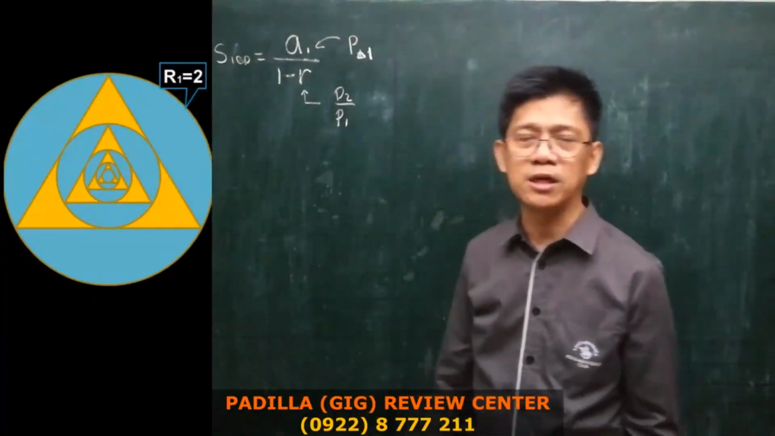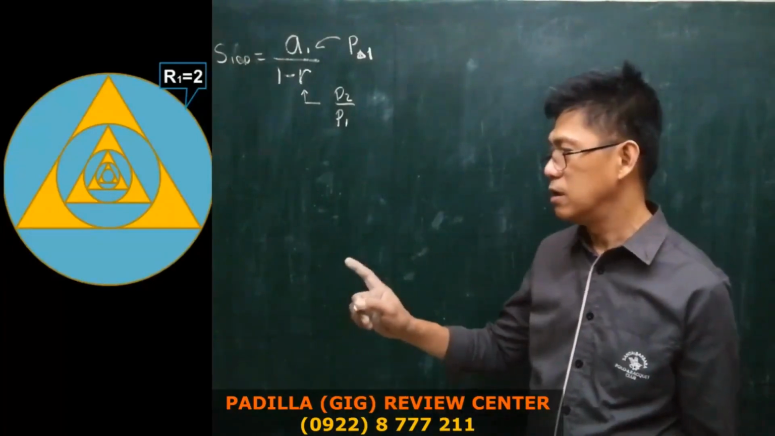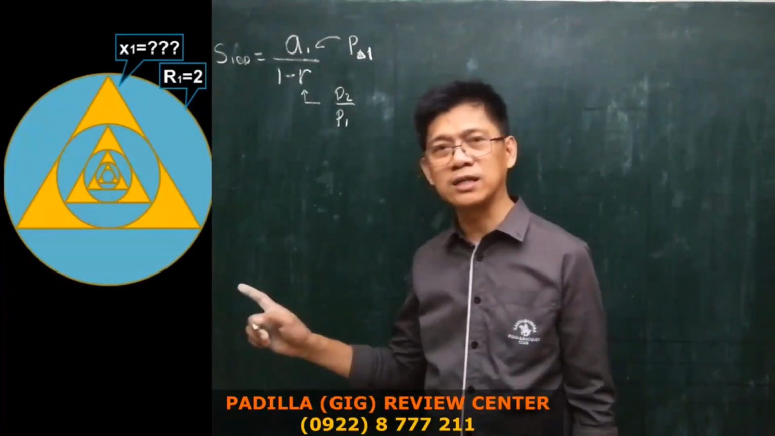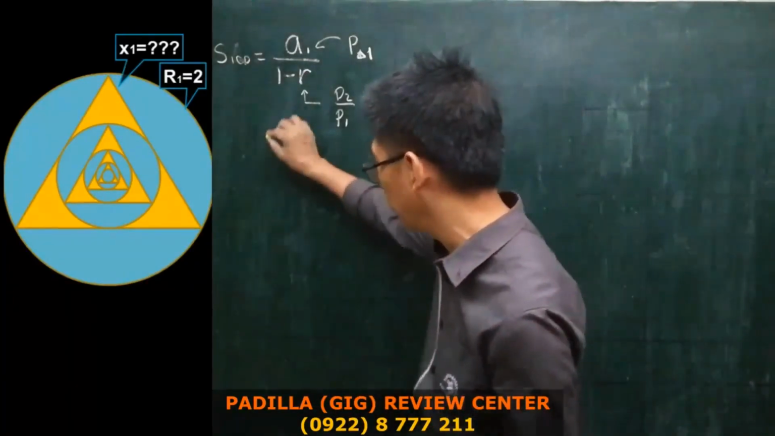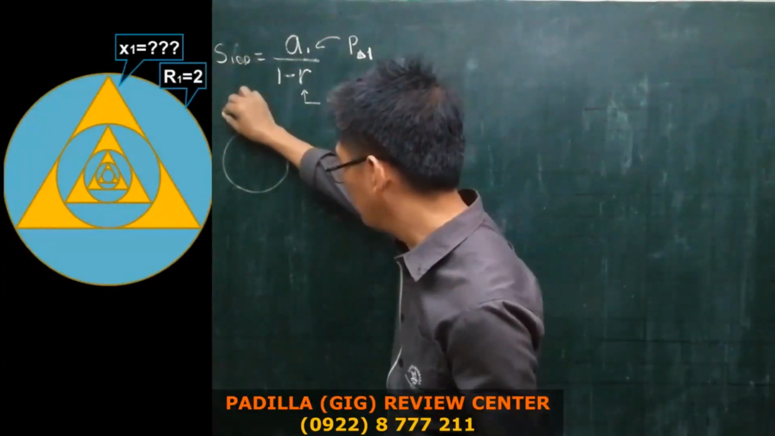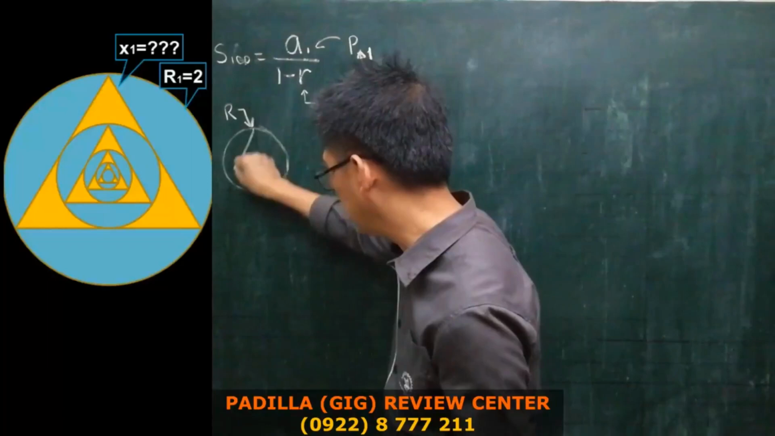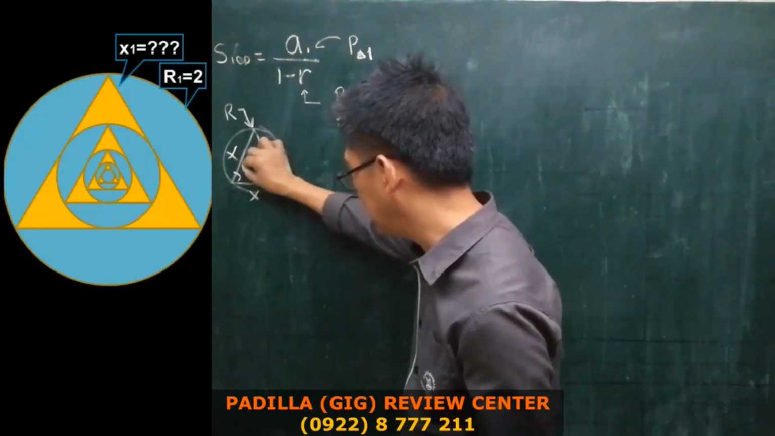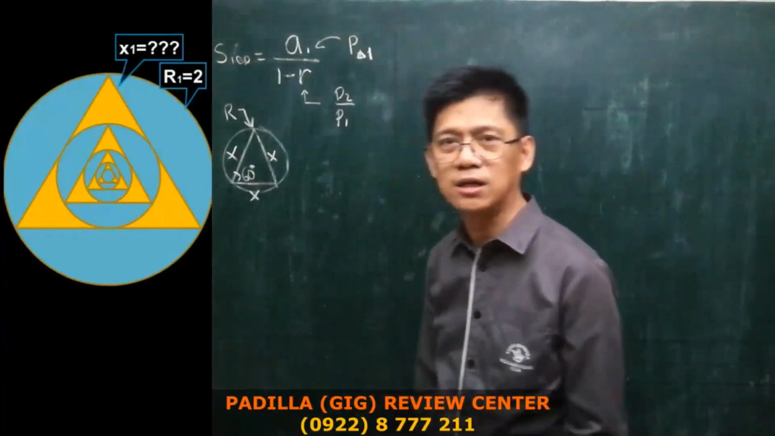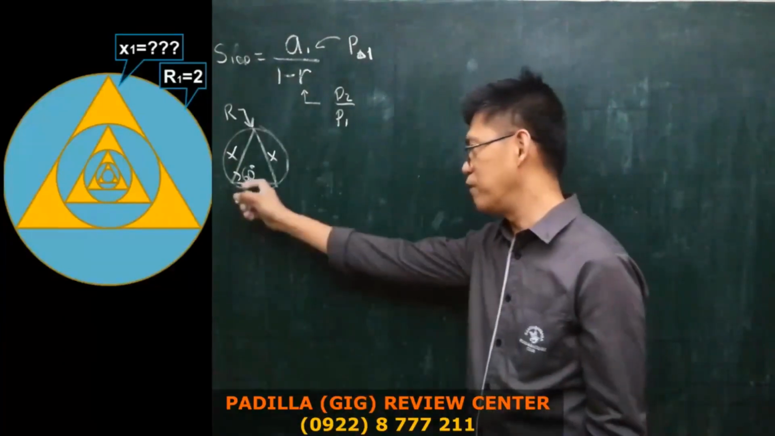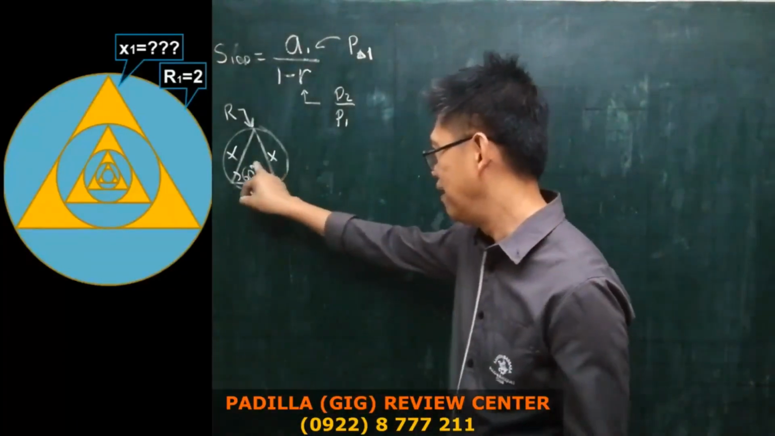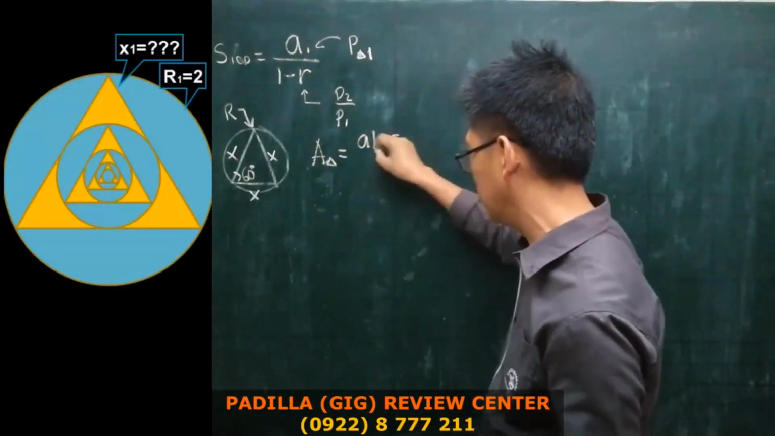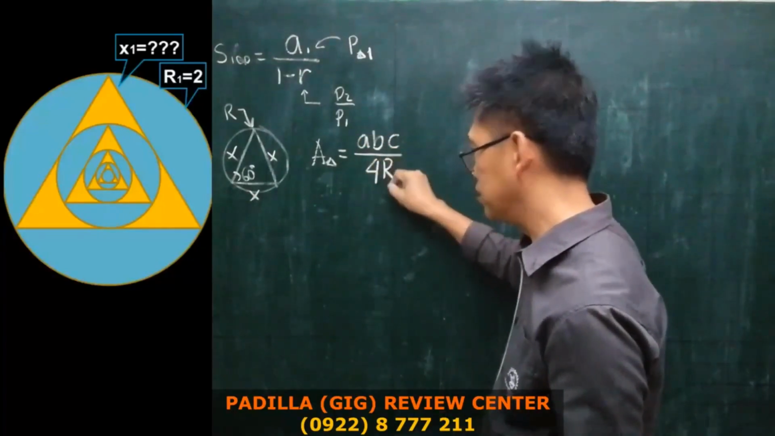So, let us solve the perimeter of the first triangle. Let us call the side as x. So, since yung triangle natin is inside the circle, ganito yung situation. Ito yung circle whose radius is 2. Tapos meron tayong triangle dito whose side is x. So, since equilateral yan, equiangular also, each angle is 60 degrees. So, the governing formula for this equation is A = abc over 4R. Na? Area of the triangle, with the circumscribed circle.